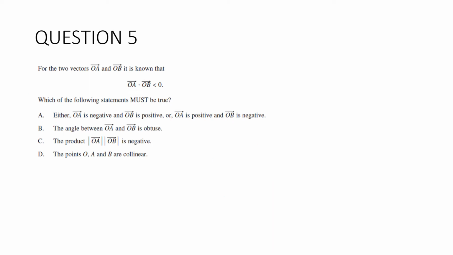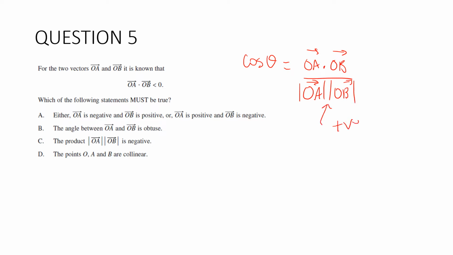Question 5. For the two vectors OA and OB, it is known the dot product is less than 0. Which of the following statements must be true? We know that cos theta is equal to OA dot OB all over the modulus of OA and modulus of OB, and that denominator there is going to be positive. So if we know that this part here is less than 0, then the angle between those two vectors is going to be obtuse, which I think is this one. So our answer is B.